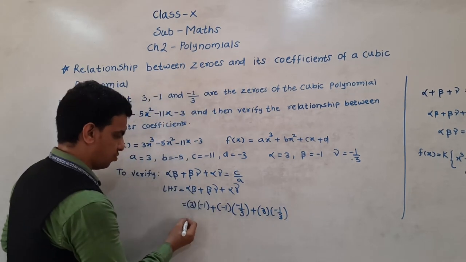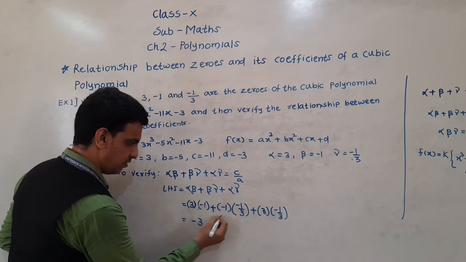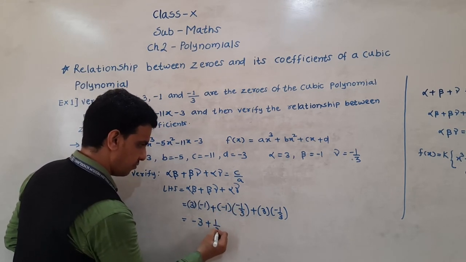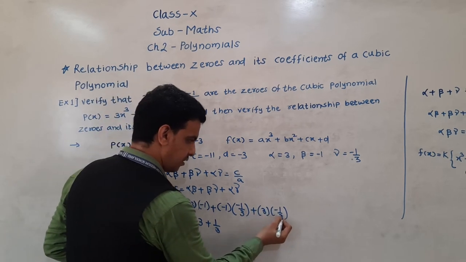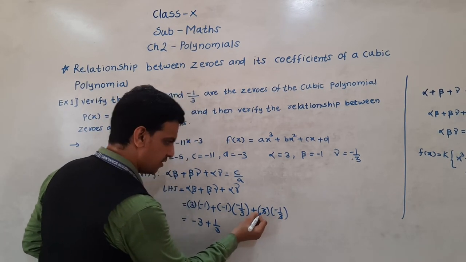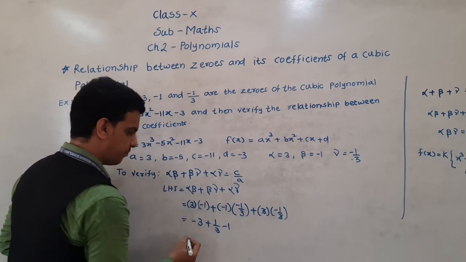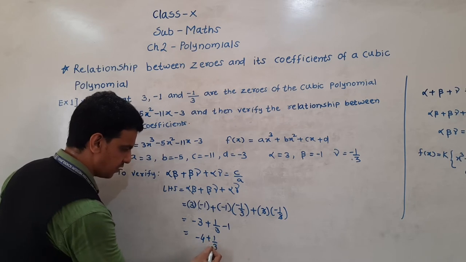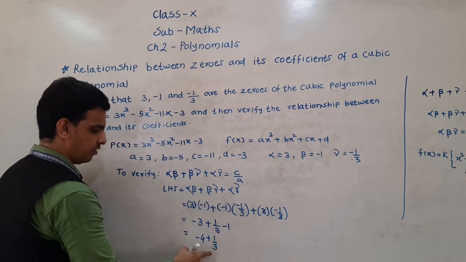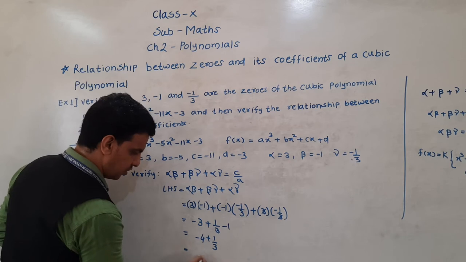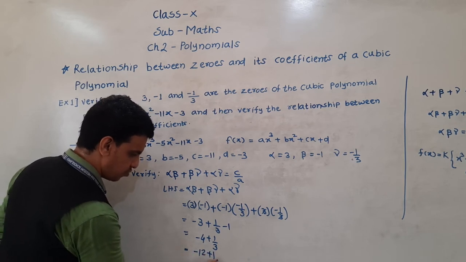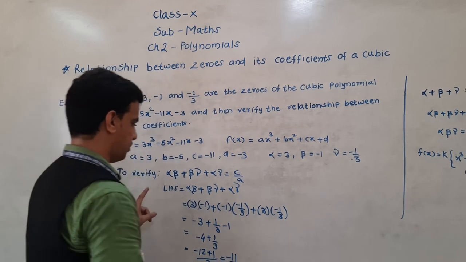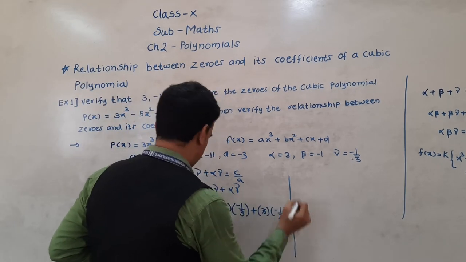So 3 into minus 1 is minus 3, and minus 1 into minus 1 by 3 is plus 1 by 3, and this 3 and this 3 will get cancelled, so that is minus 1. So minus 3 minus 1 is minus 4, plus 1 by 3. If we make the same denominator, minus 4 into 3, that is minus 12, plus 1 upon 3, that is minus 11 by 3. Now we have to find the RHS.